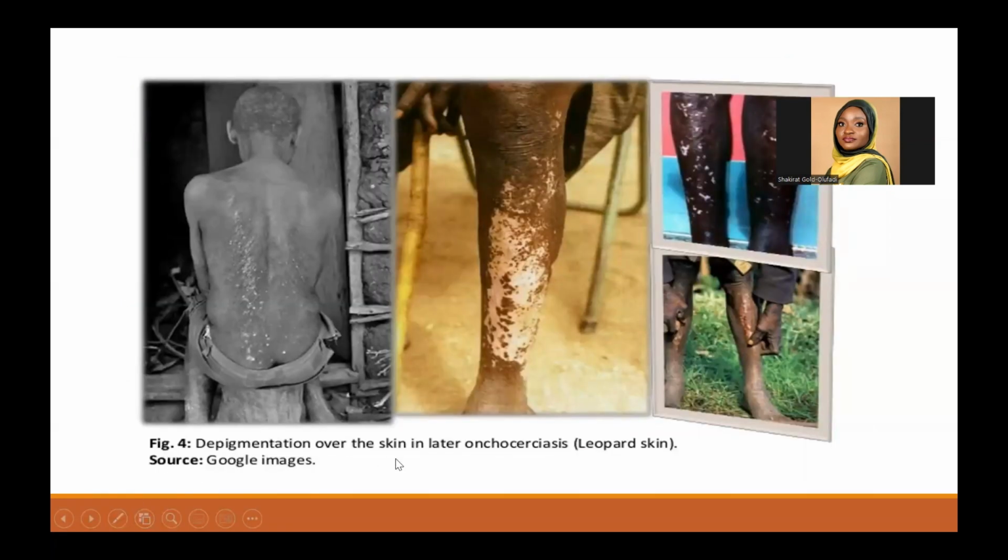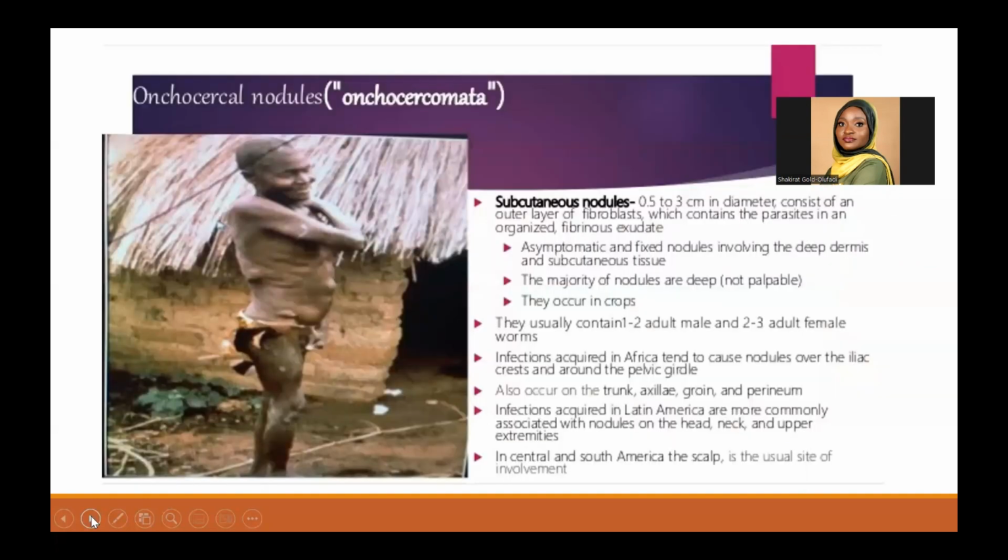This is also the same picture, as you can see, the leopard skin. And here it's even extending all the way to the back. This is usually caused by the chronic scratching that occurs with onchocerciasis. So scratching over years and years will actually damage the outer layer of the skin, the epidermis, and cause loss of pigment.